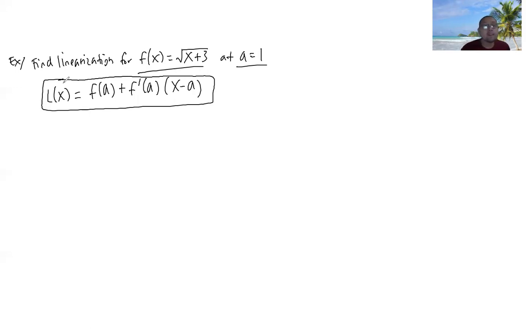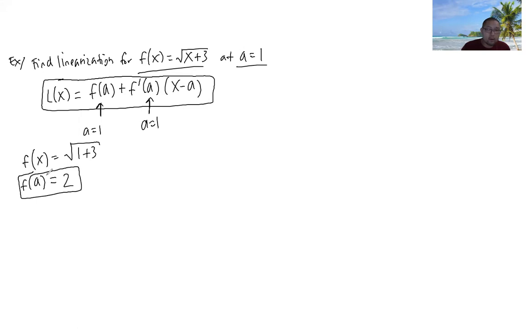Sweet. So let's see what we got going on. We know that for the first term, we need the original f function evaluated at 1. We also need the derivative of this function evaluated at 1. So let's just plug 1 into our original first. This is going to be 1 plus 3, all square root. That's the square root of 4, which is just 2. So f of a is 2.